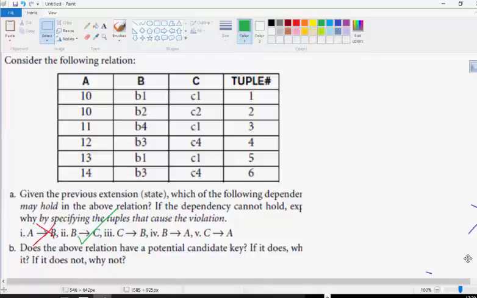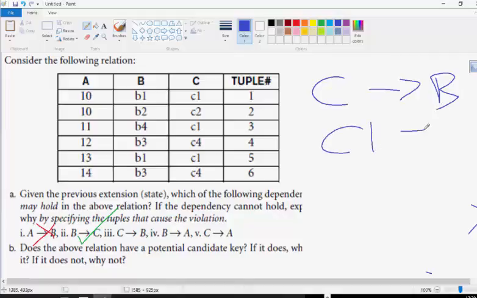All right, so next one is C to B. Are you very sure? Okay, so what is your evidence? Oh, C to B. So C1 maps to B1. You can see this is where violation occurs, where one source leads to two things.